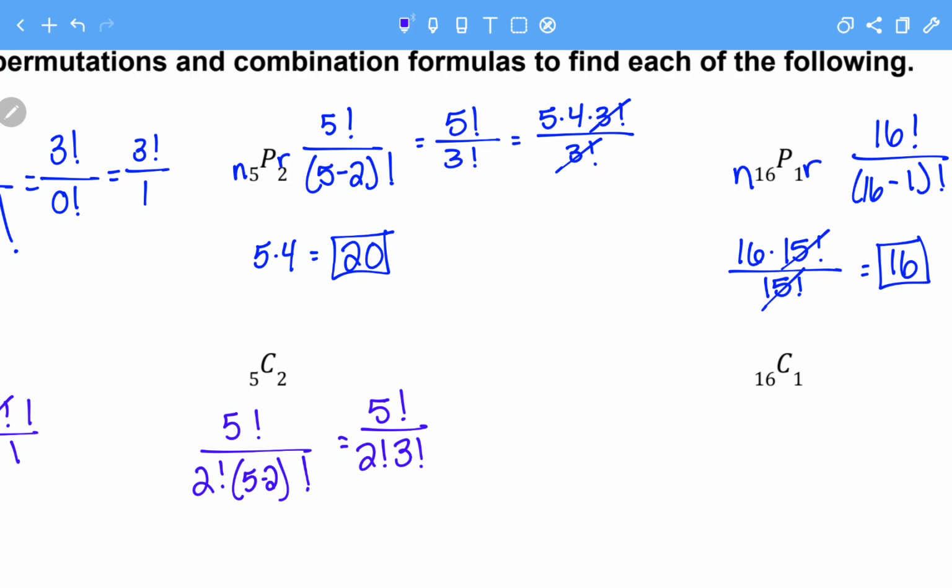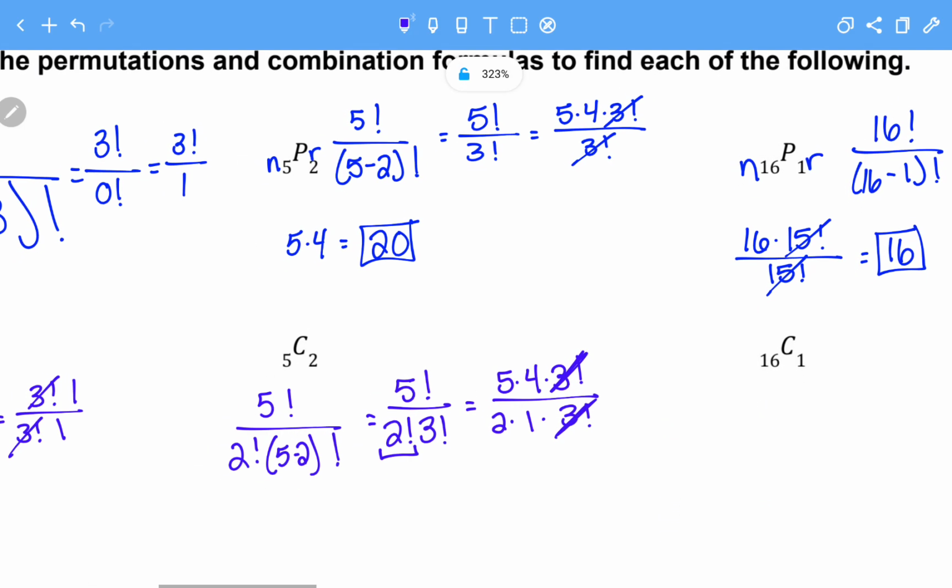Now, I'm going to use my top number and count down to the bigger of the bottom. So I'm going to do 5, 4, 3, and I'm going to stop with my factorial sign because there's a 3 factorial on the bottom. So I'm going to write that right away. But there's still that 2 factorial, so I still need to count that down. So I'm going to do 2 times 1. Okay, so I counted down 2, 1. The 3 factorials will cross off.